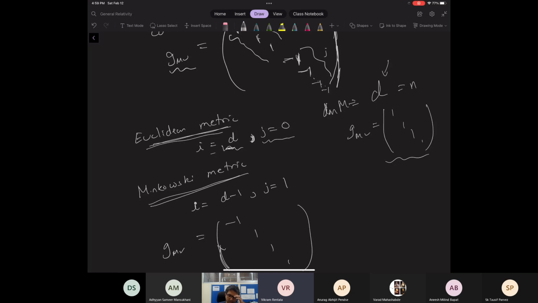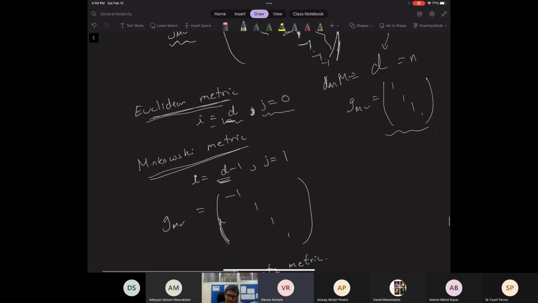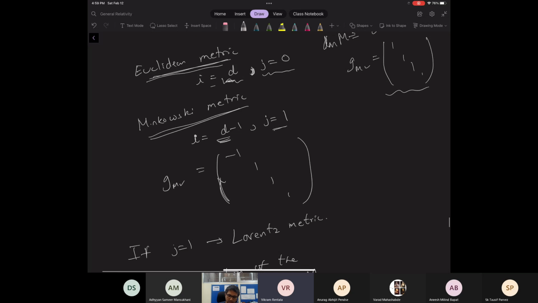That's what we call a Euclidean metric. A Minkowski metric is one which has d minus 1 eigenvalues which are positive and 1 eigenvalue which is negative. So that is minus 1, 1, 1, 1, and so on. That is a specific case of a pseudo-Riemannian metric, and this Minkowski metric is also called a Lorentz metric.